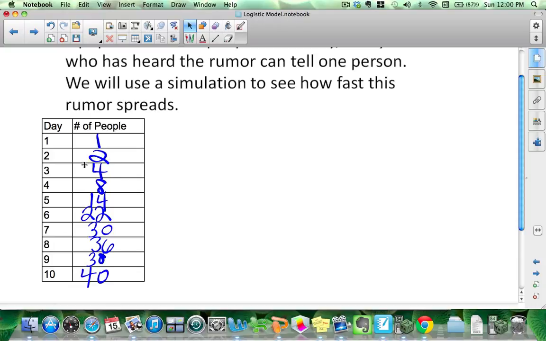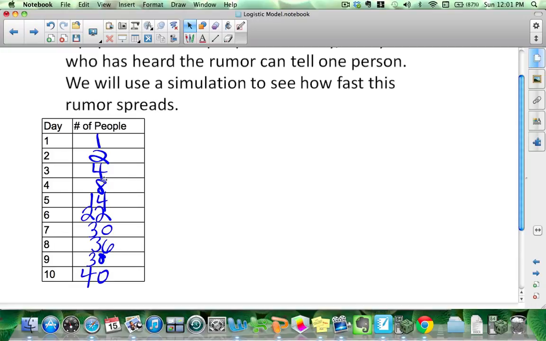So by the end of that day, there are now 4 people who know this rumor. Next day, I choose 4 random numbers, and now there are 8 people who know this rumor. Okay? So that day, I choose 8 random numbers. Now, how come this didn't go from 8 to 16? How come these numbers don't keep doubling every time?